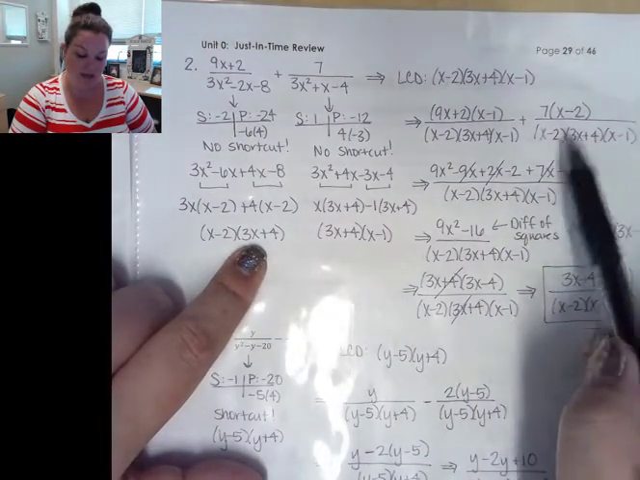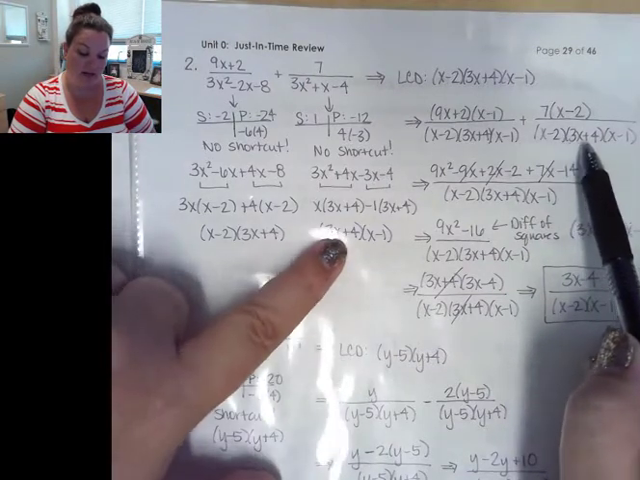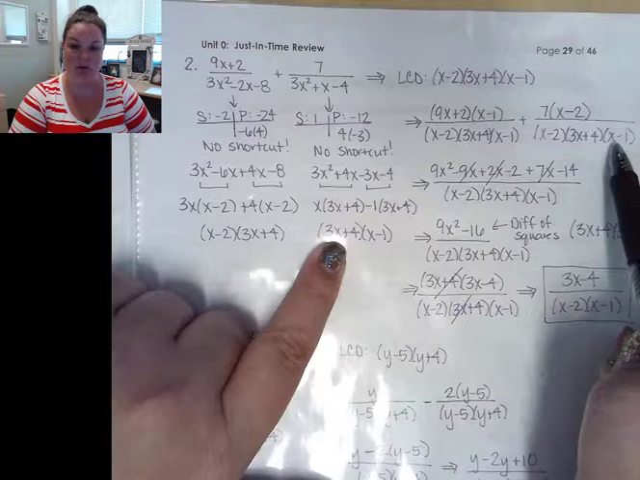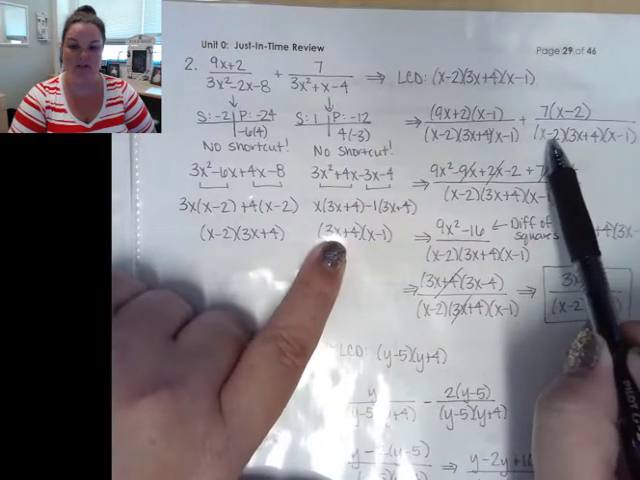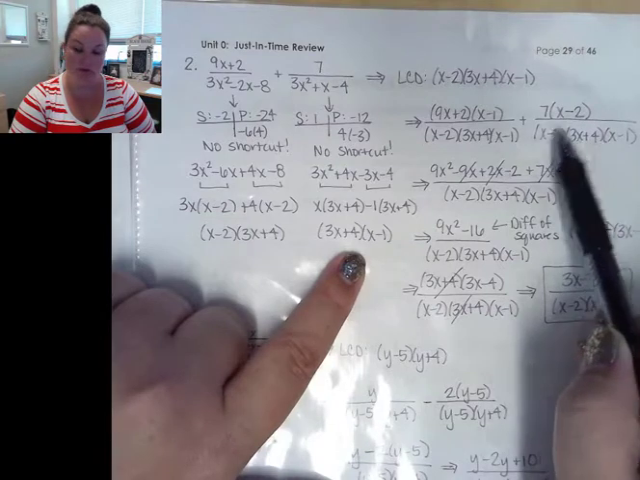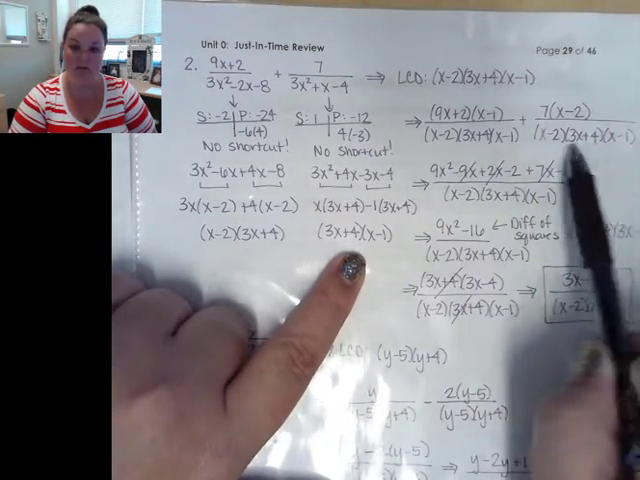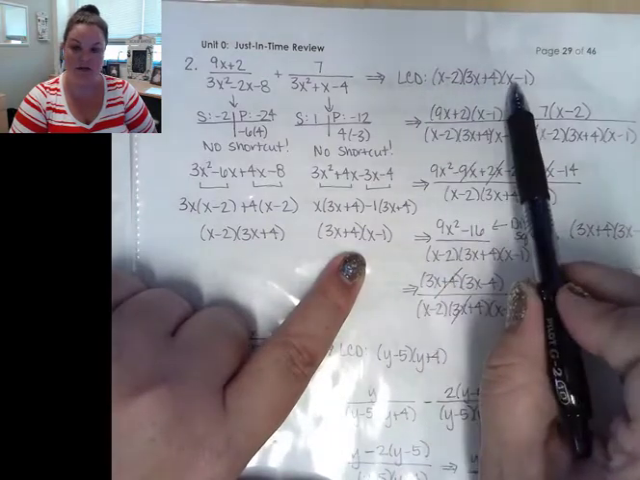On the second one, I already have the x minus 2, or I'm sorry, I already have the 3x plus 4 and the x minus 1, but I need the x minus 2, right? That's the one I'm missing in the second denominator. So that's what I'm going to multiply by on top and bottom. So now the 2 denominators match, right? They have the least common denominator.